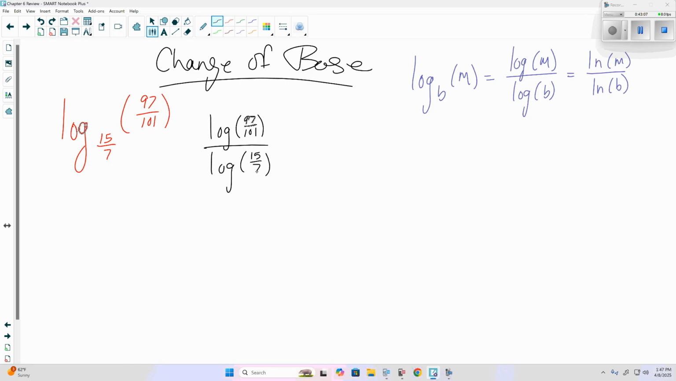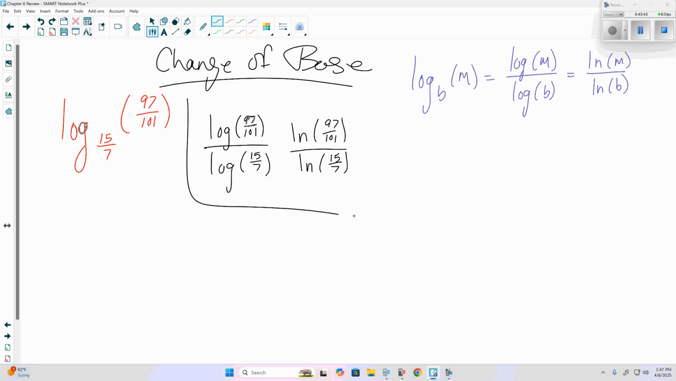We're ready to write it in natural logs. Essentially, it's the exact same thing, but instead of log, we write it as natural log, because we're changing the base to whatever we want. For the first one, we changed it from base 15/7 to base 10, log over log. The second one, we just changed that base from 15/7 to base e. They give us the same value.